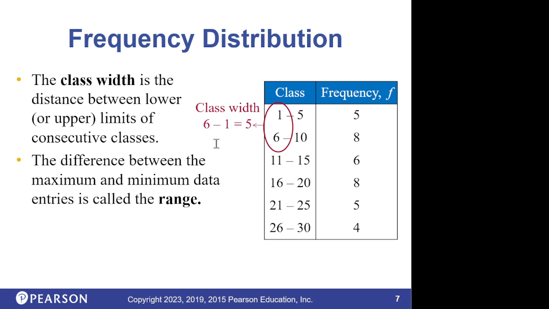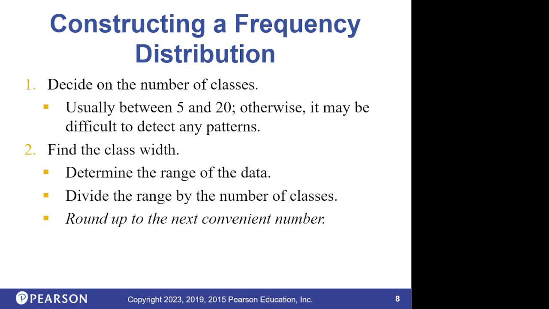The class width is the distance between any piece of data and its counterpart in successive classes. And the difference between the maximum piece of data and the minimum piece of data is called the range. In the table that's created, we actually can't see the range, but in our data, we can. So what we want to do here to construct these is, I'm going to go over these rules and then we'll do an example to pull the rules out. First, we want to decide on the number of classes.